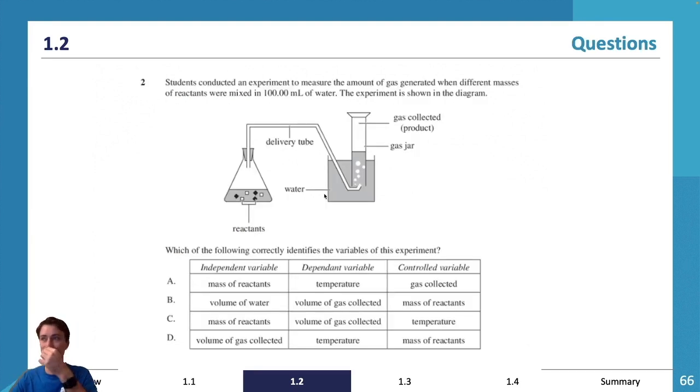All right, another multiple choice. We have a student conducting an experiment to measure the amount of gas generated when different masses of reactants were mixed in 100 ml of water. The experiment is shown below. Which of the following correctly identifies the variables of this experiment?